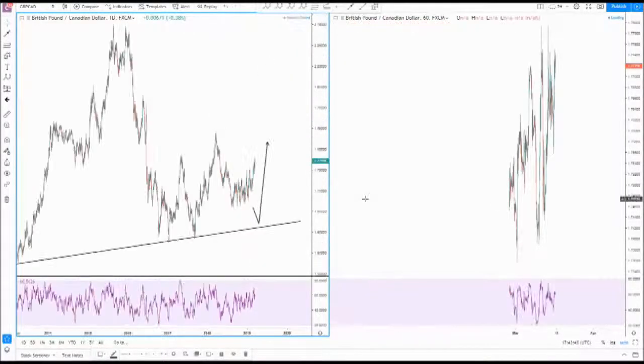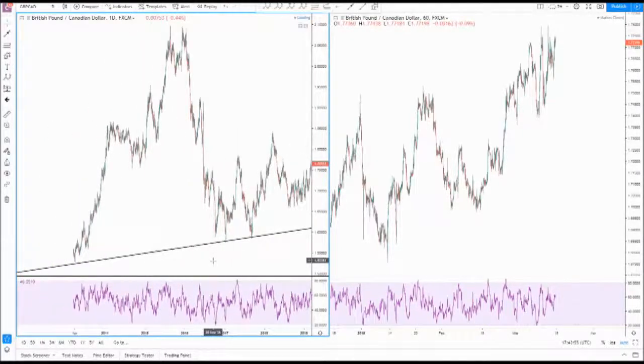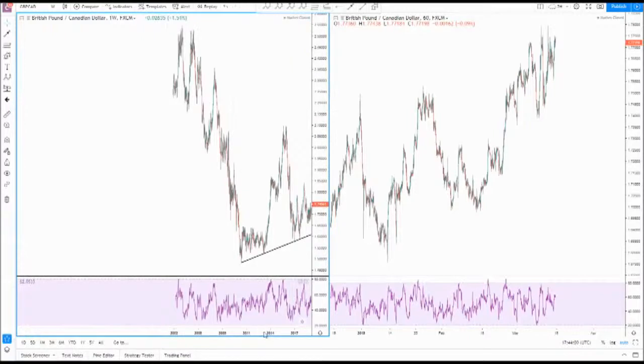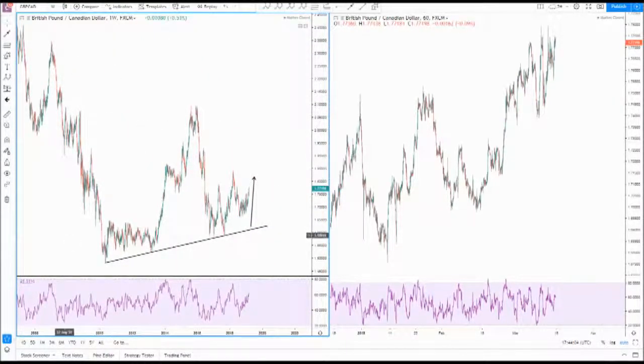Pound Canadian, interesting cross. Exactly the same, right? I think we'd been hoping for a test of this. If we zoom out, I think that could be a head and shoulders pattern. Go to a weekly quickly. Okay, it's a head and shoulders pattern, but it's at the bottom of the market.